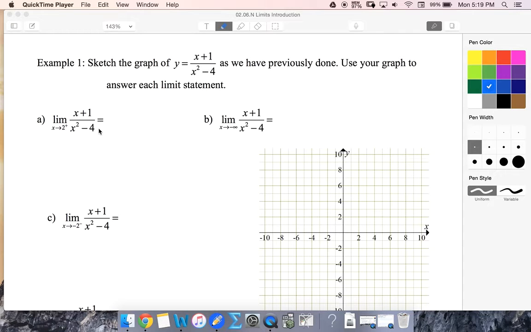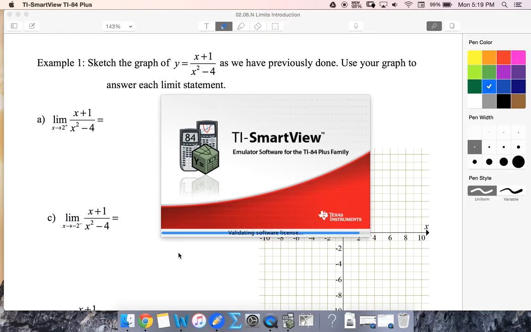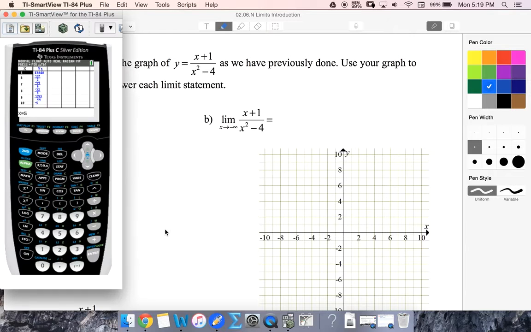So now it starts by saying sketch the graph, and here we don't know if we have our calculator or not. If you have your calculator, sketch it on your calculator. So let's look at that. I'm going to sketch x plus 1 over x squared minus 4. I'm going to hope this opens quickly.